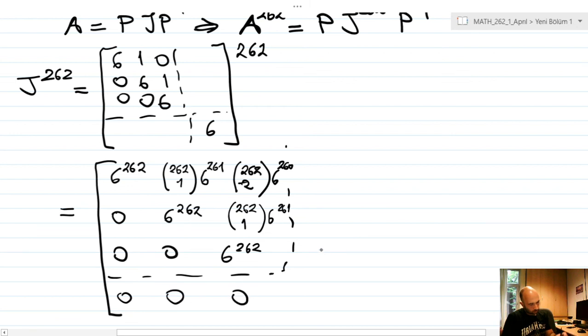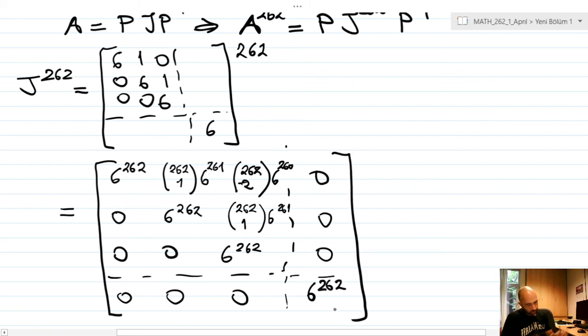These are zeros, these are zeros. And this 1 by 1 block, that's easy. You just take 6 to the 262 and we are done. So J to the 262 is this complicated matrix here. You have P inverse, so essentially you found everything that you need.